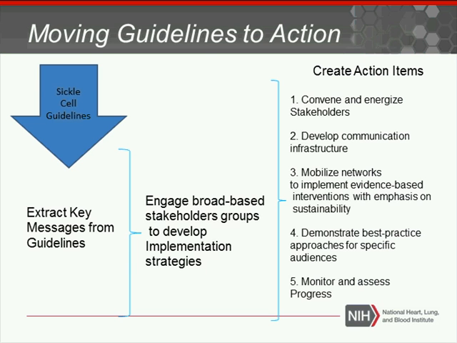Now, looking ahead and moving this forward, at NHLBI we understand that you can't just develop a report like this, have recommendations, and leave it to the wind to disseminate itself. So we envisioned that in order to get dissemination, effective implementation, and uptake in use, and therefore over the long term improve patient outcomes, we would need to engage a broad base of our stakeholders to help us develop implementation strategies by extracting key messages from the guidelines and working collaboratively to mobilize their networks for implementation, and finding out what best practice approaches for specific audiences would be. This would all be part of an ongoing model.